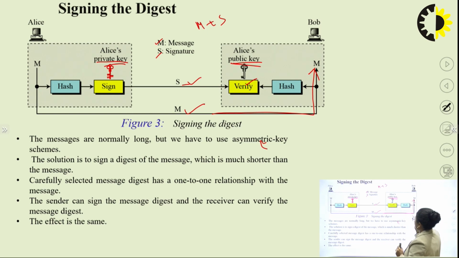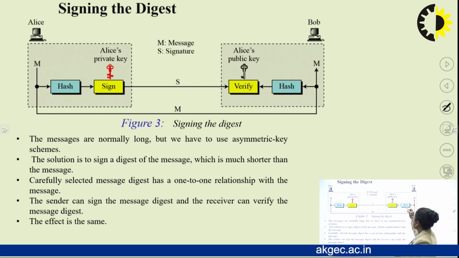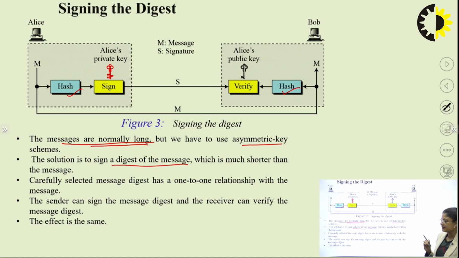Now, during the verifying process, because the signing was performed on the hash of the message, or rather the message digest, the verifying also should be performed on the hash of the message. So we perform the hash function again on the message at the receiver's end, and then the verification is done. One requirement is that both the sender and the receiver should know the corresponding hash function. And why do we go for this digest? Because the messages transmitted over the network are normally very long, and we have to use asymmetric encryption. That is the reason we sign a digest of the message, because in that case it will be of shorter length.